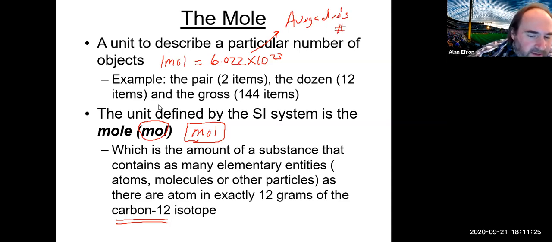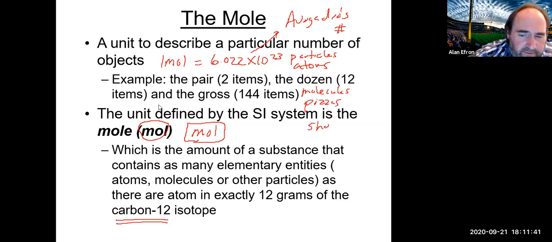Now, when we talk about it, there could be different units. Sometimes this may be particles. Sometimes these may be atoms as the units. These units could be molecules, pizzas, shoes, whatever it is.